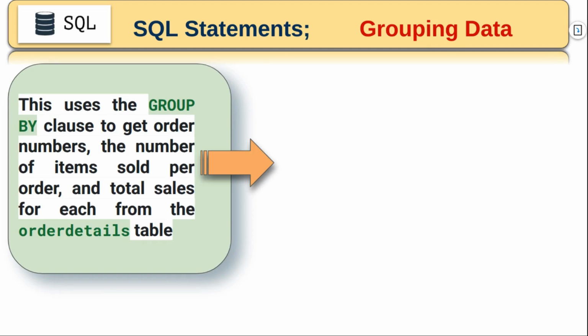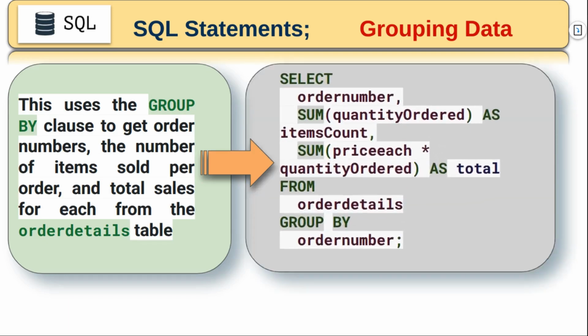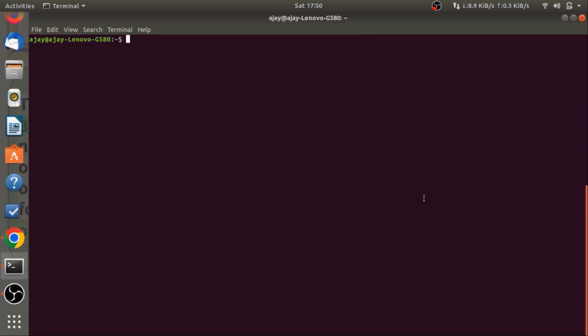This query uses the group by clause to get the order number, the number of items sold per order, and the total sale for each order from the order details table. So let's start with this, and after this we will apply the group condition. That means for this we have to use the having clause. First we apply this, and thereafter we will apply the having clause.